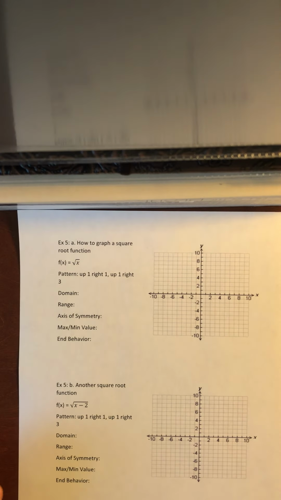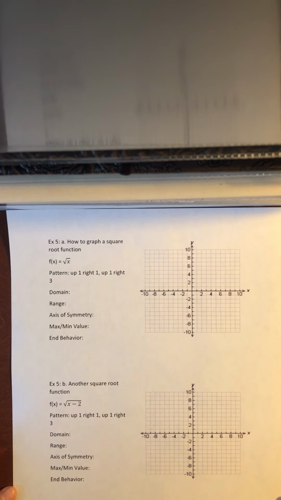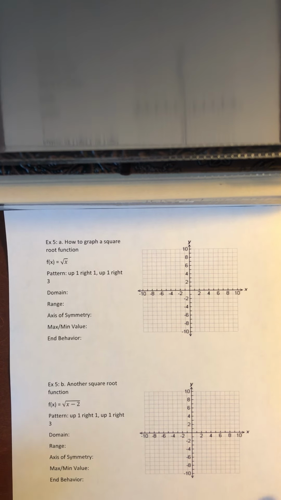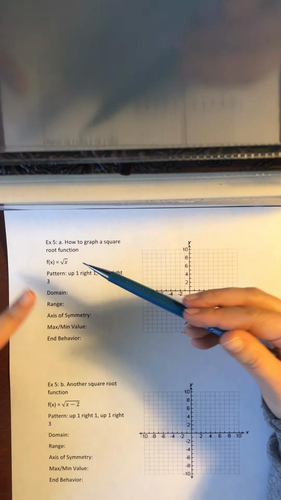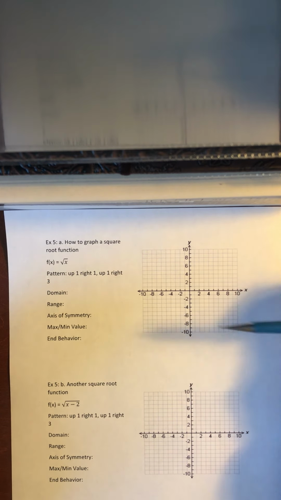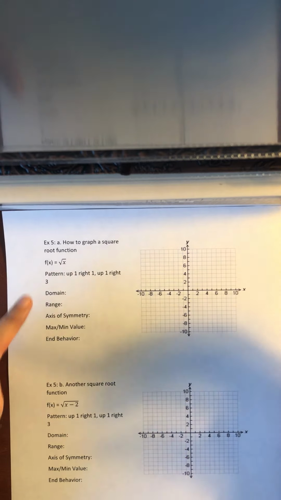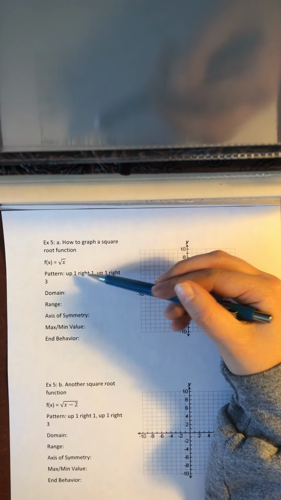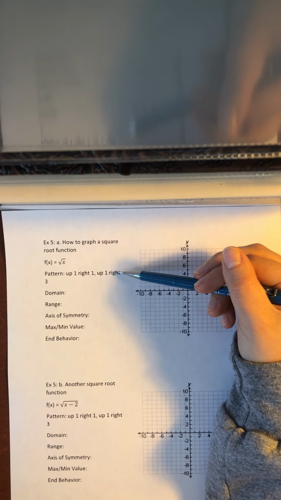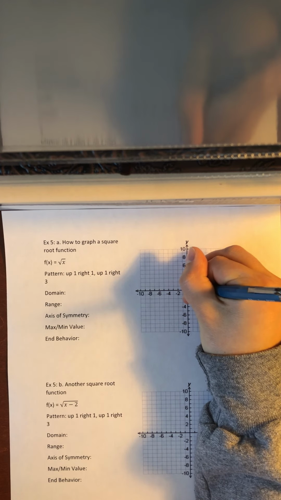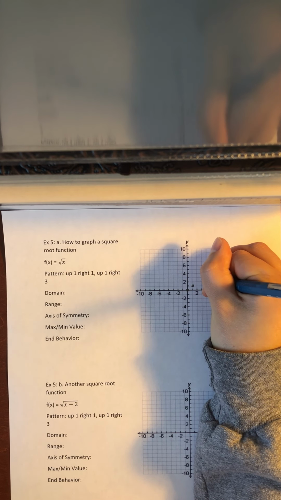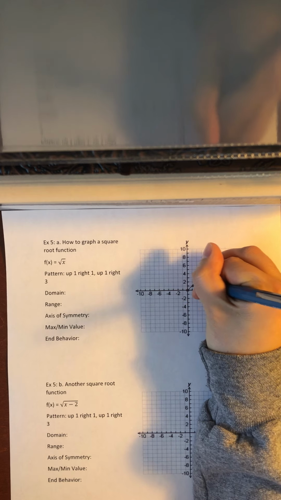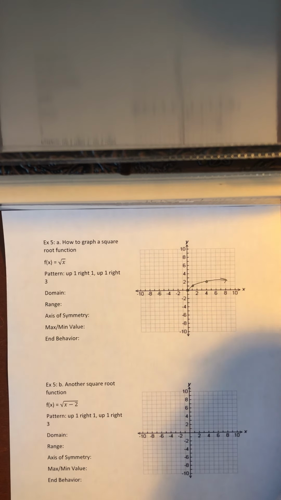Okay, square root function. So for this one, when I taught square root function and when I taught cube root function, I was teaching with tables and I was noticing you guys are super confused. So we're not going to do tables, we're just going to use the pattern. The pattern for graphing a square root function is up 1, right 1, up 1, right 3. So start at 0, 0, go up 1, right 1, then go up 1, right 1, 2, 3, and it makes like half of a parabola sideways.